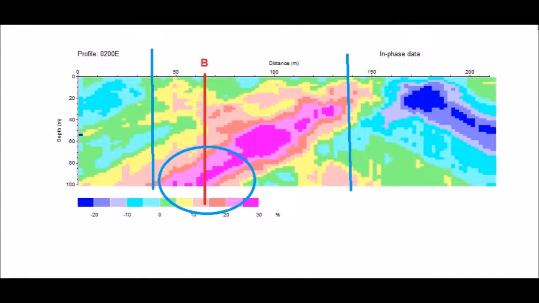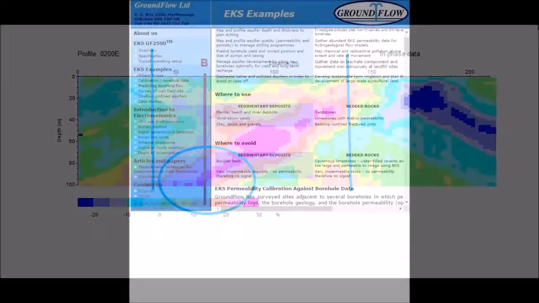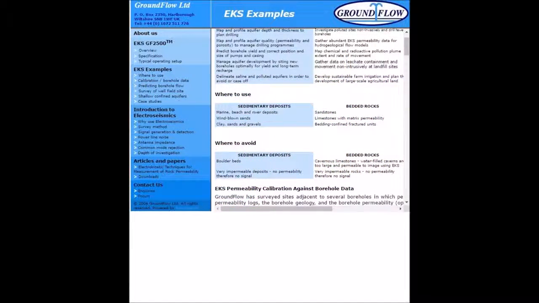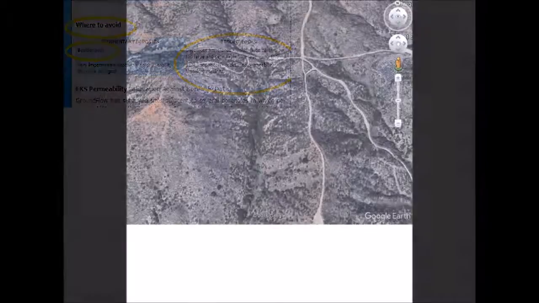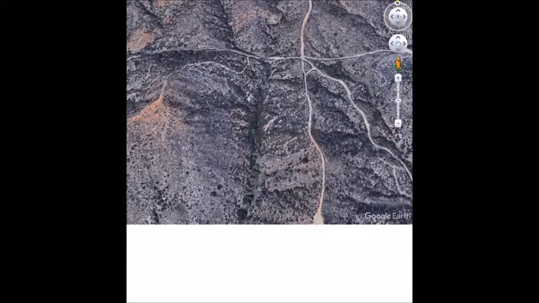The EKS system does not work as well in hard rock environments. Here is information taken from the GroundFlow website, who is the manufacturer of that system, showing that they do not recommend using this system in hard rock, cavernous situations. Properties with steep terrain and limited access should not use the EKS system. Since they have to be able to pull up their vehicle to each spot they check, this can greatly reduce your survey area, which can greatly affect the chances of success on your property.